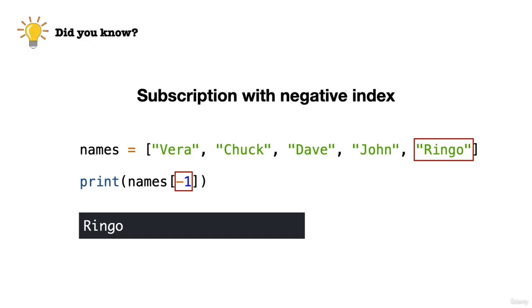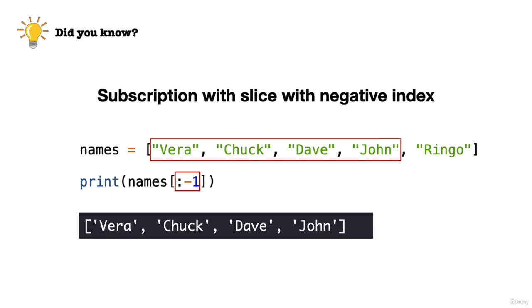Do you remember using a negative index to get elements at the end of a list? Negative indexes can be used in slices too. Look at this example. The slice starts at the beginning of the list and ends at the second to last element. The result is the names list minus the last element. Let me give you another exercise where you will combine subscription and slicing.